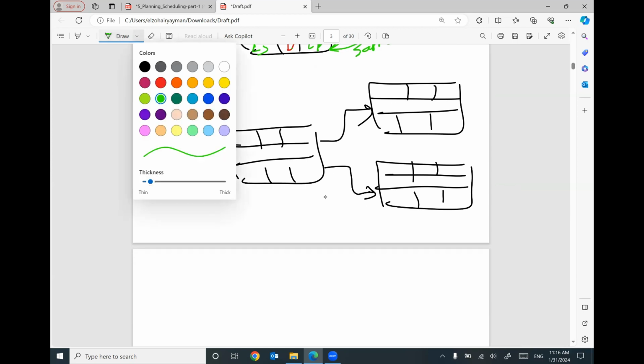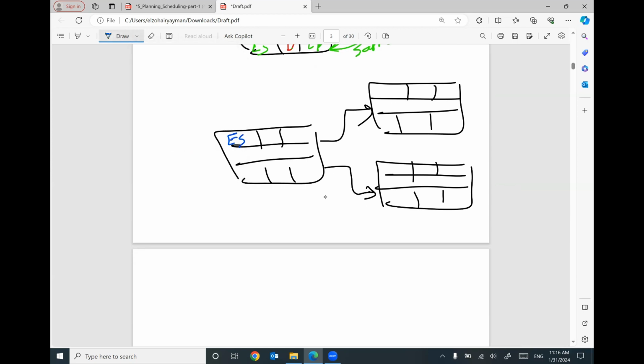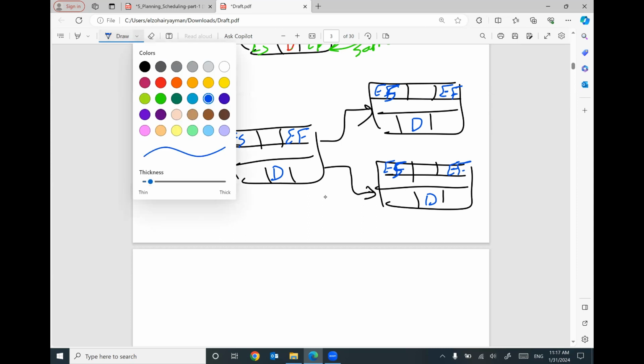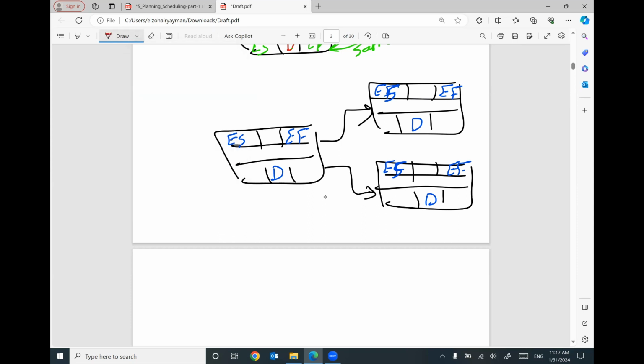The last case, if we have here early start plus duration will give you the early finish. This early finish will be the same here, early finish will be the same here, early finish plus duration will give you the early finish. Early start plus duration will be early finish. This is what we learned for the forward path. For the backward, we will have here late finish minus duration will be late start. We have here another late finish probably, minus duration will be late start.